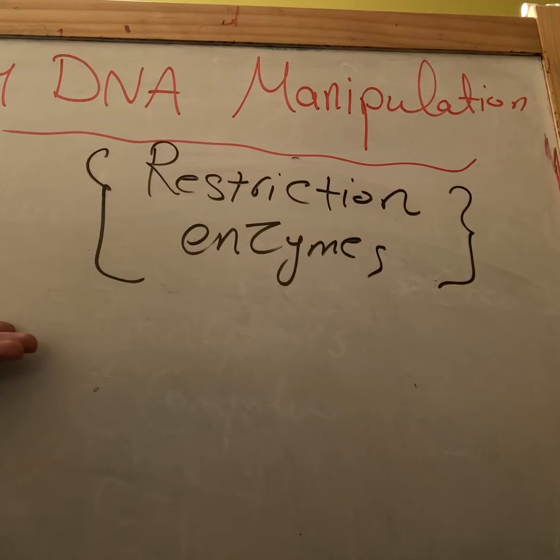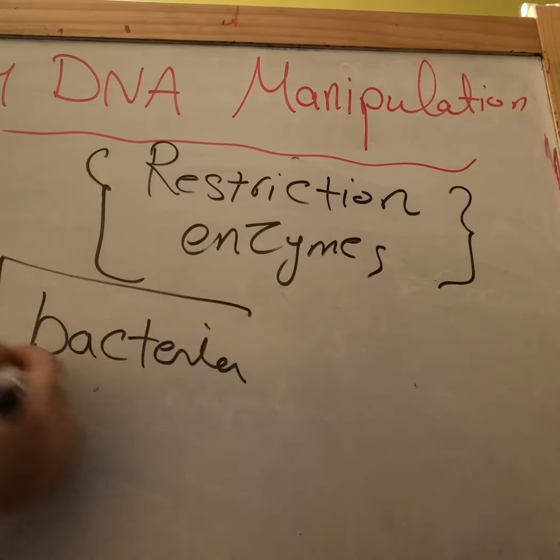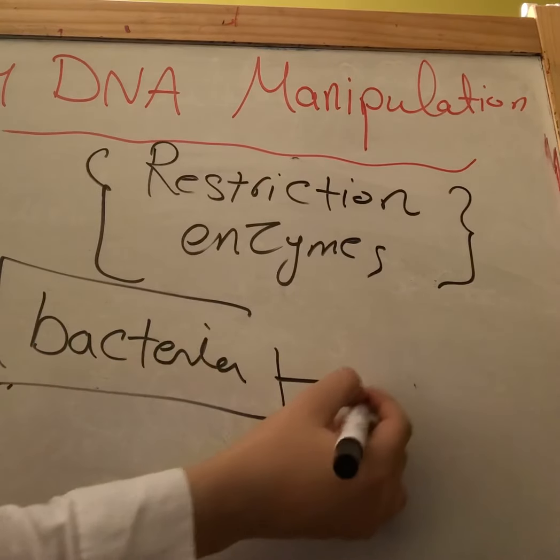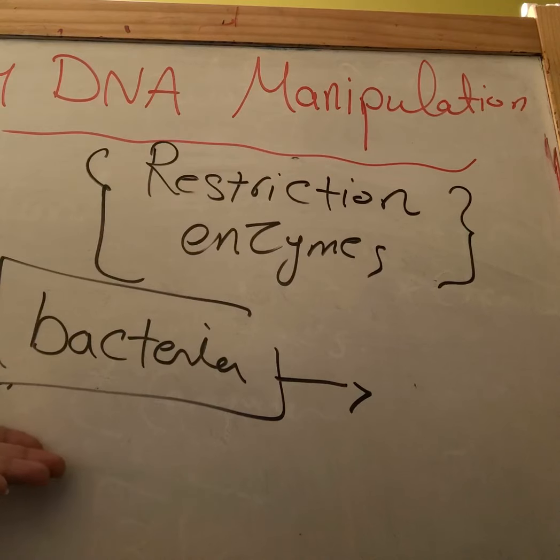What's the source of restriction enzymes? They discovered those restriction enzymes inside bacteria. Why do bacteria use restriction enzymes? To cut the DNA of viruses that invade bacteria. Like you have an immune system, bacteria also use those restriction enzymes to kill invaders, to kill viruses.